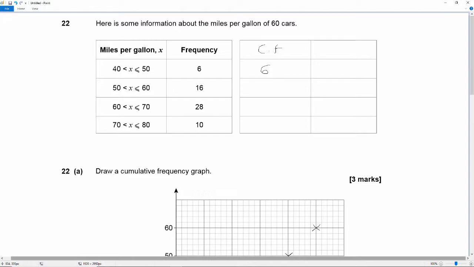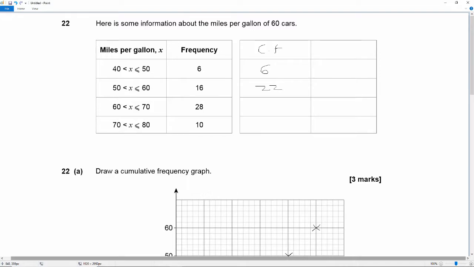Now our second row, we've got 16 cars get between 50 and 60 miles per gallon. But we're now looking for the number of cars that get from 0 all the way up to 60. So it's these 16 plus the 6. So this is 16 plus 6, which is 22.